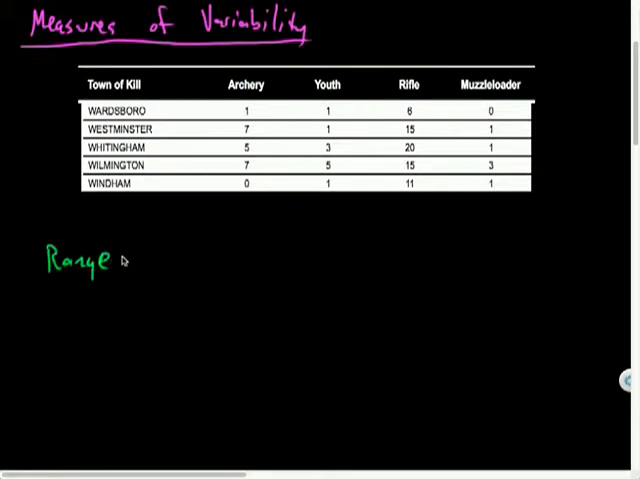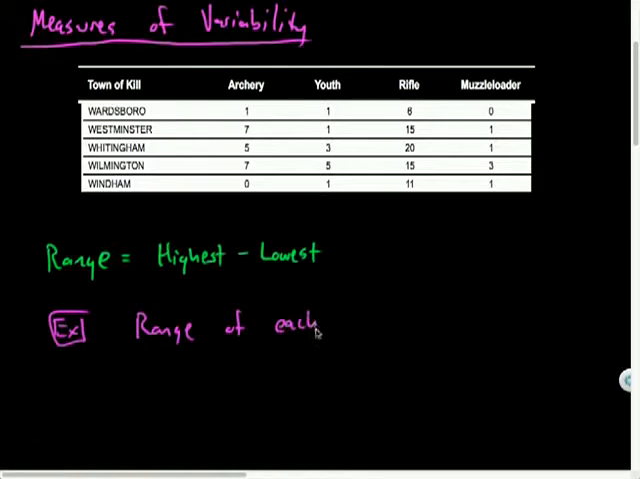So the first measure of variability, does anyone remember what the range is in terms of statistics? Yeah, highest minus the lowest, right? And that is a type of variability. It's telling me how spread out my data is, the extreme most values of the data and where it's located, right? So let's actually, for my little chart here, find the range of each season.